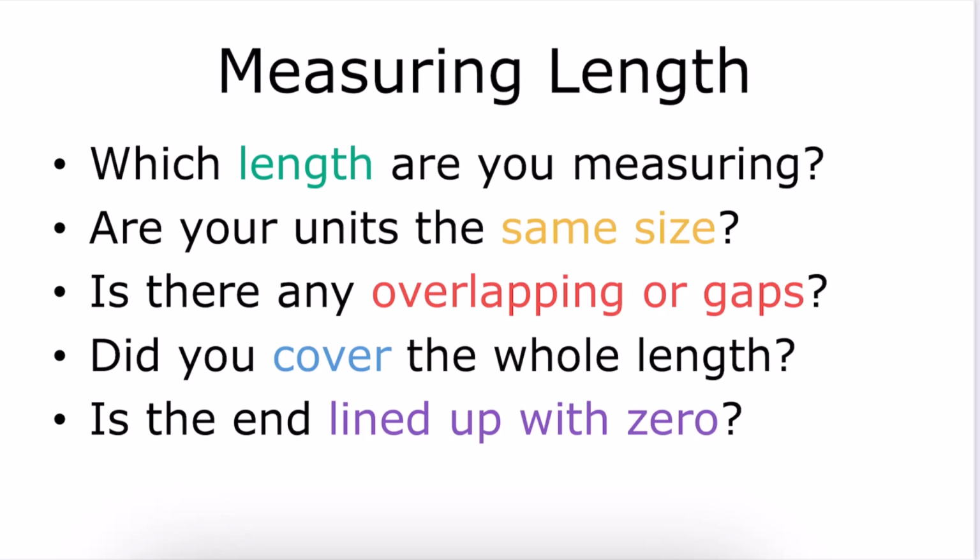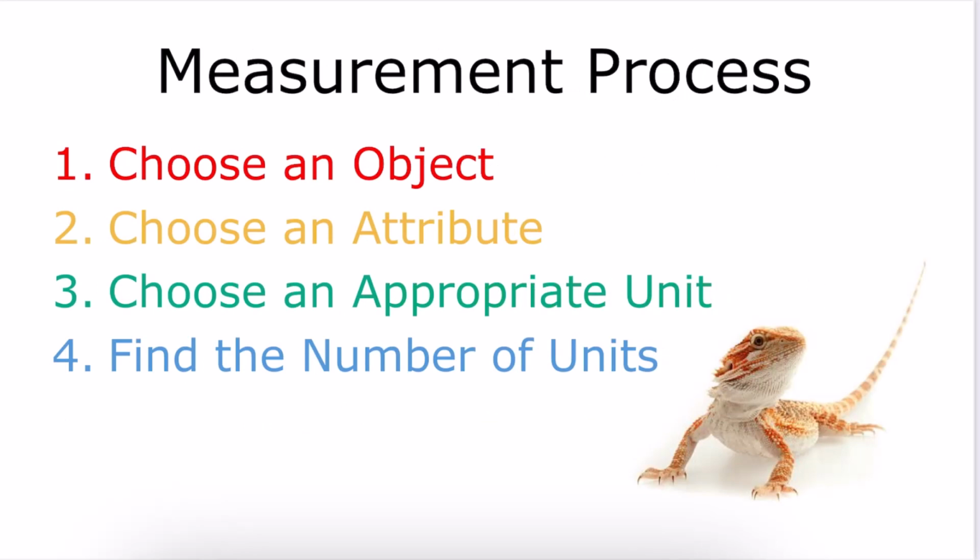So those are some of the principles of measuring length. And regardless of what attribute you're measuring, the process of measurement is the same for all of them. Because if you were measuring the weight, you would still go through the same process. You'd say, okay, I'm going to measure the weight of my lizard. That's the attribute. The appropriate unit is going to be ounces. And then I'm going to use a scale to measure my lizard. And you could teach the students how to read a scale and how to interpret the meaning of the scale. So that's the basic idea of the measurement process.